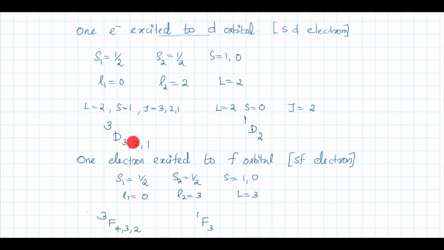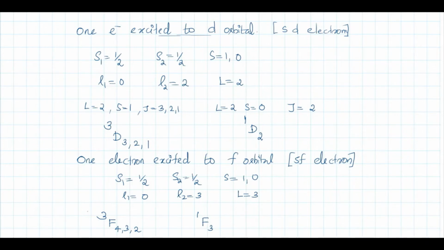So a triplet, this is known as a triplet, and this is a singlet. Okay, so when you have two electrons, one in S and one in D, the possible spectroscopic terms are a triplet and a singlet. And now one electron excited to F orbital. One in S, one in F. S1 is half, S2 is half, S is 1, 0. So whenever you have two electrons, the excited state always has two possibilities, S equal to 1 and 0.